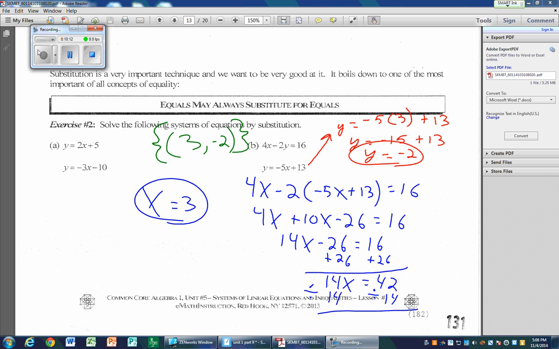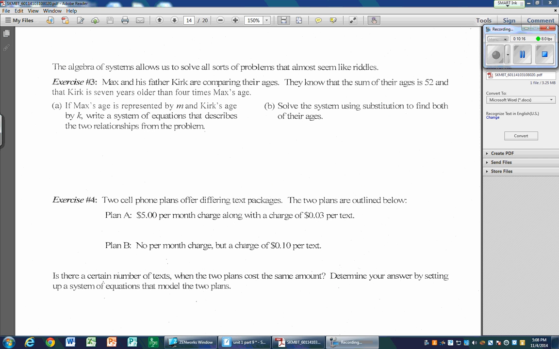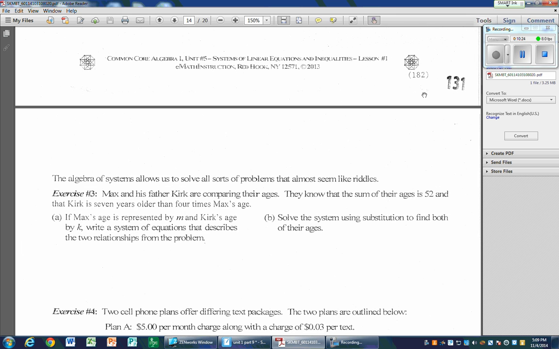If you have to hit pause, make sure you hit pause now because I'm about to erase it. So on the next page, we have a little bit of a puzzle here. Oh, by the way, let me give credit where credit is due. Here on the bottom, Common Core Algebra 1, Unit 5, Systems of Linear Equations and Inequalities, Lesson number 1 from E-Math Instruction, Red Hook, New York. Great job. Thank you very much.